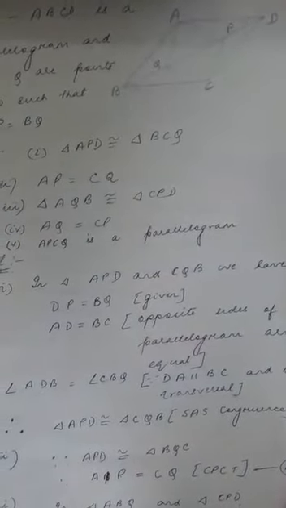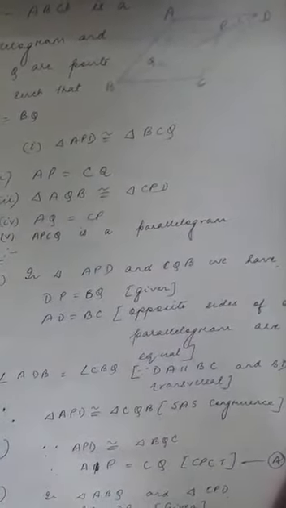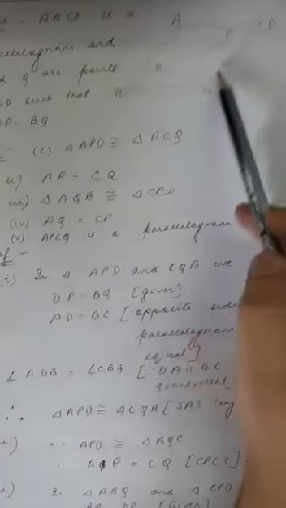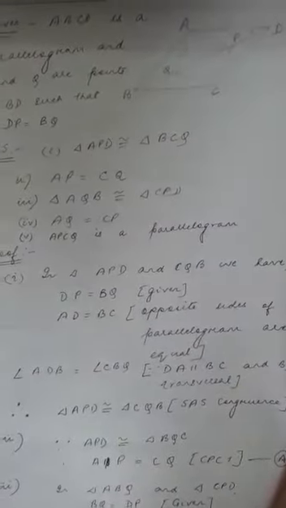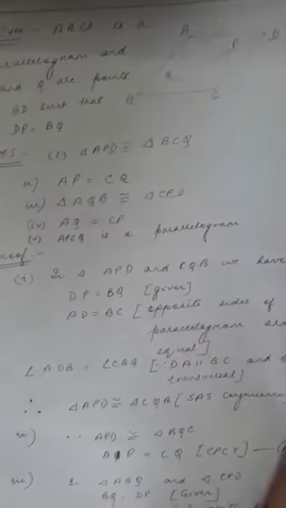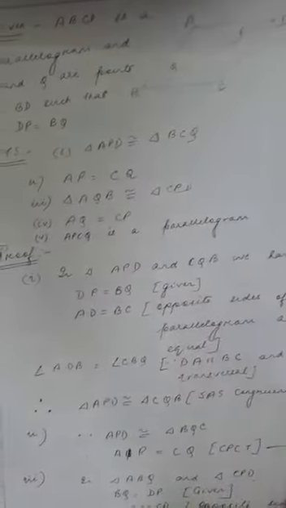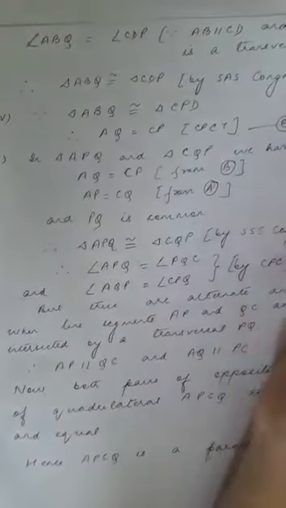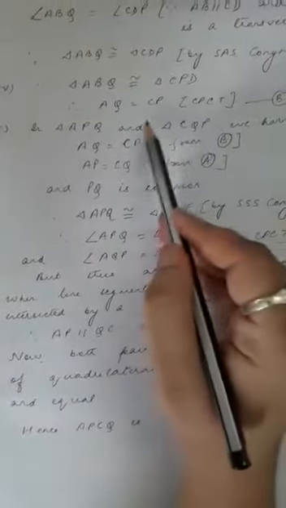Okay, now for the third proof, let us consider the two triangles AQB and CPD. Now from these two triangles, again BQ is equal to DP, this is given. AB is equal to CD because they are the opposite sides of the parallelogram. And angle ABQ is equal to angle CDP. So from here we get that these two triangles are congruent because of SAS congruency. Similarly, if they are congruent, then we can say that AQ is equal to CP by CPCT.